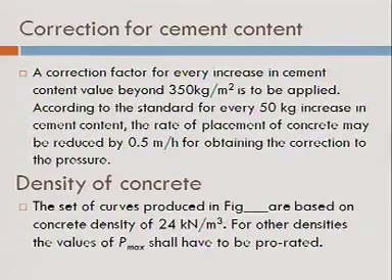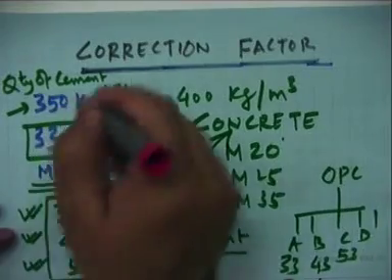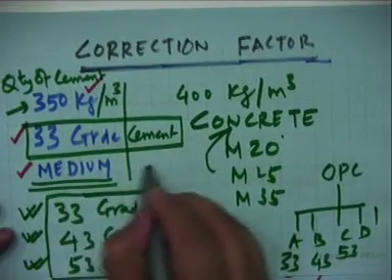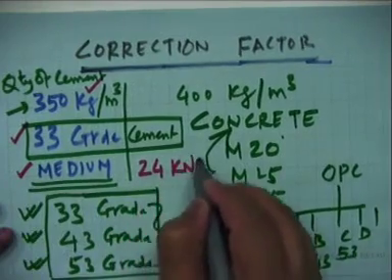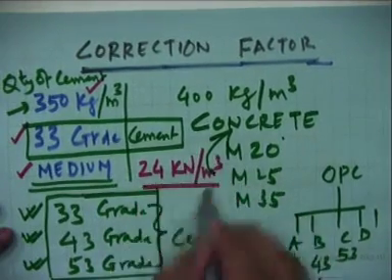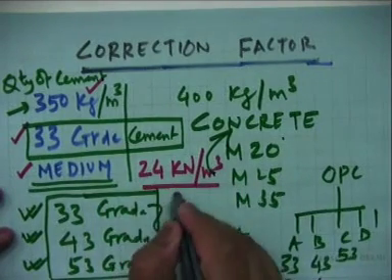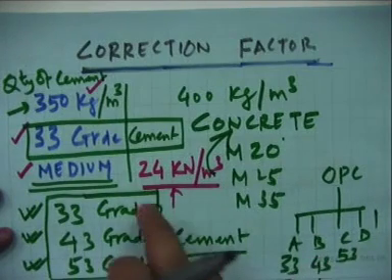Similarly, for density of concrete, the fourth category, if you see here, one was this quantity, then this is the grade, this is workability. Another thing is the concrete density assumed for those curves is 24 kilonewton per cubic meter. So if your concrete density is changing from 24, you have to apply a correction factor again. Is this clear?